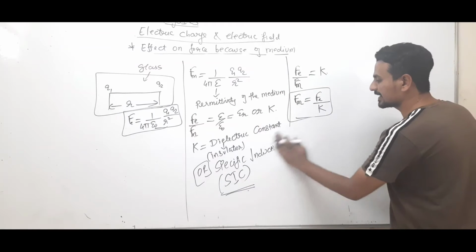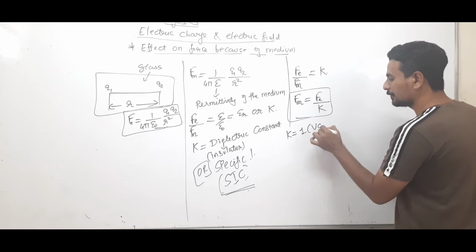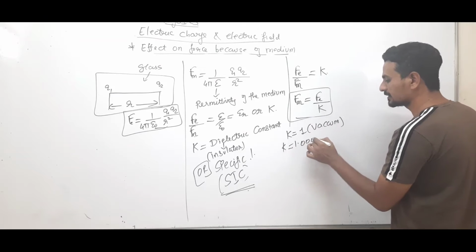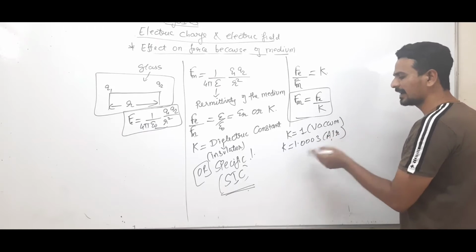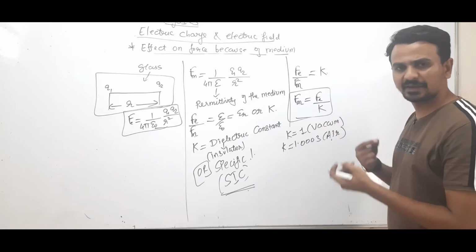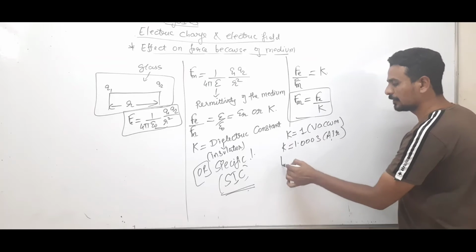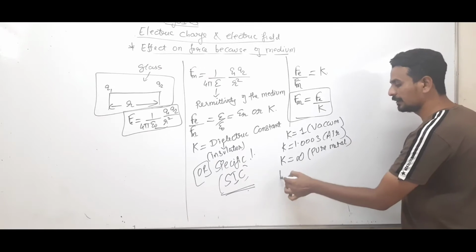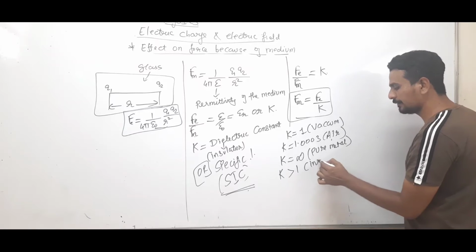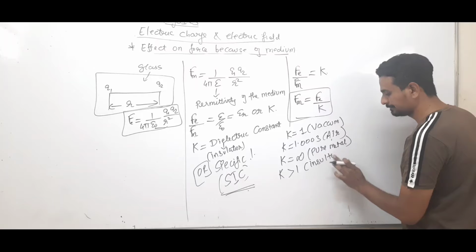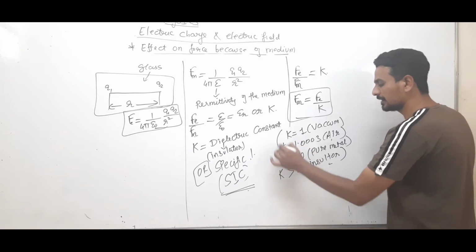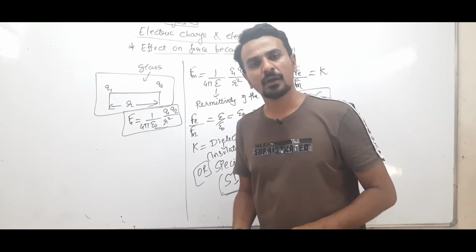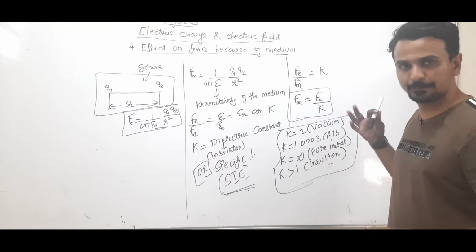Like suppose we can say that K is 1 for vacuum. Vacuum means empty space, nothing. K is 1.0003 for air. You can take the value for air or vacuum or free space equal to 1, there is no problem, right? The value of K is infinite for pure metal. The value of K is greater than 1 for insulator, right? So these are the values of K. K is known as dielectric constant or specific inductive capacity.